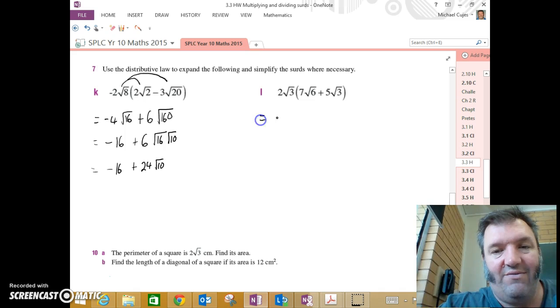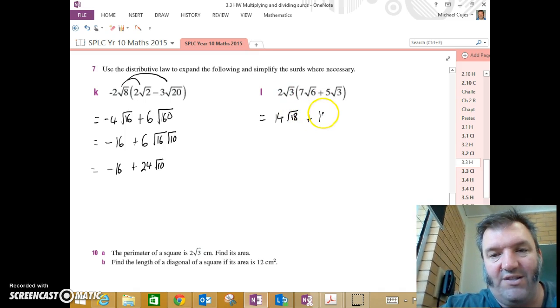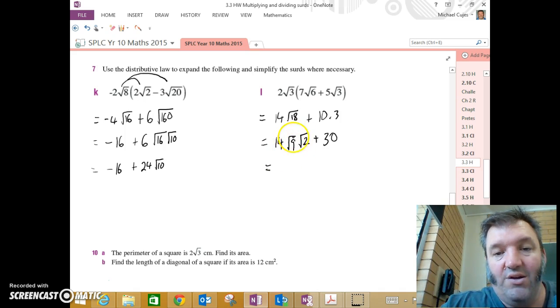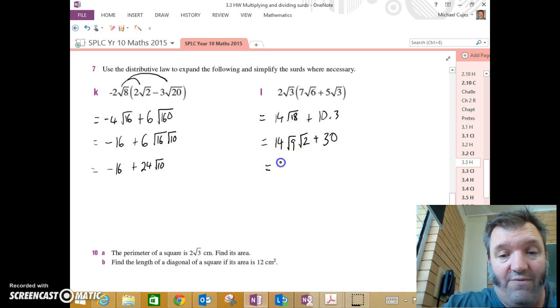One more over here. Let's have a go. 2 7s are 14, 3 6s are 18, so I've got 14 root 18. Plus 2 5s are 10, root 3 by root 3 is just 3. Okay, so this is 14, simplifying root 18, I get root 9 by root 2, plus 10 by 3 is 30. Root 9 is 3. 3 14s are 42. Root 2 plus 30. All done.